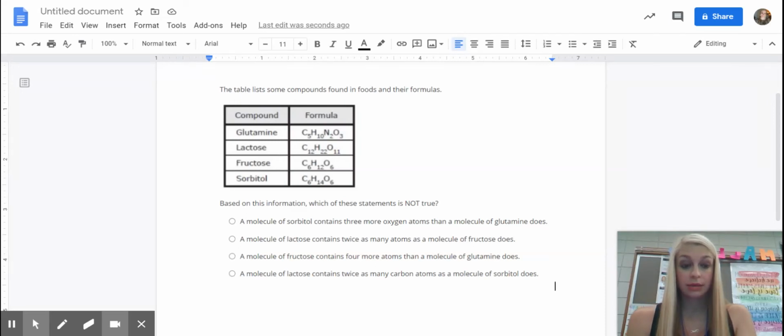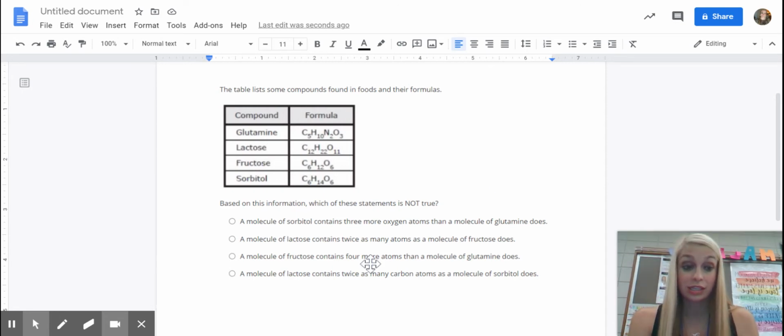Okay, this is question number 6. It says the table lists some compounds found in foods and their formulas. Based on this information, which of these statements is not true? All right, so when I see this question, I'm going to ignore the answer choices.